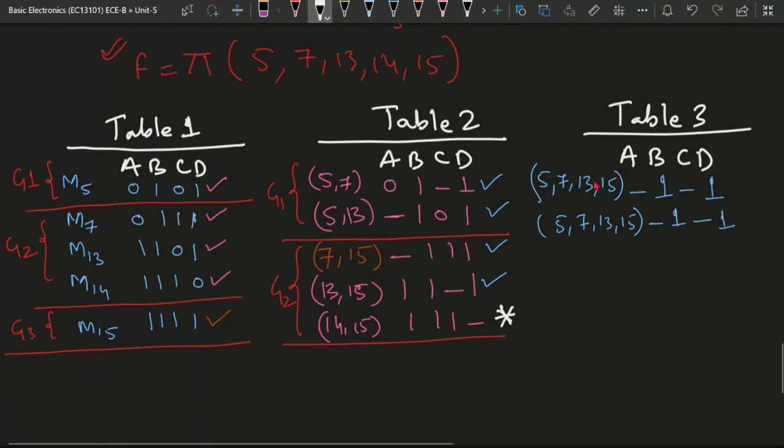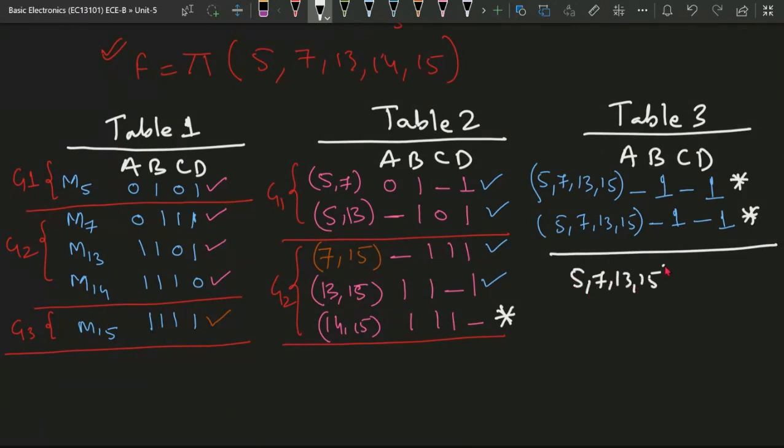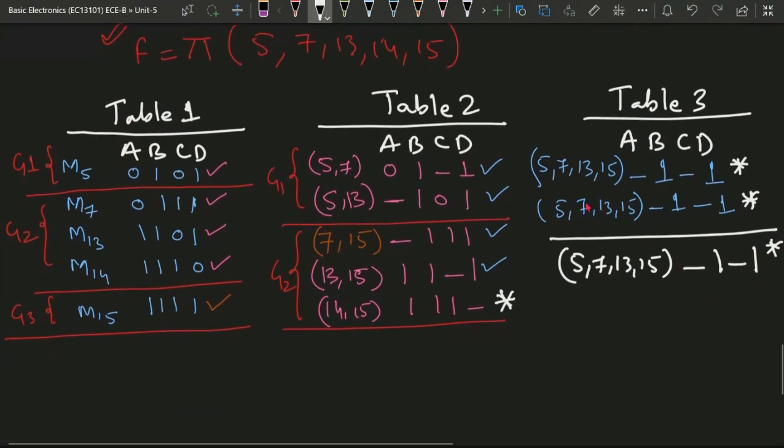Now you can just look at it here. In the comparison, these both terms are same, so we can say both are part of the minimized expression. So only one time if we write it, that is okay. We need not write it two times. So it is dash 1 dash 1. So this is a star, that means this is the prime implicate. So now it cannot be further minimized.